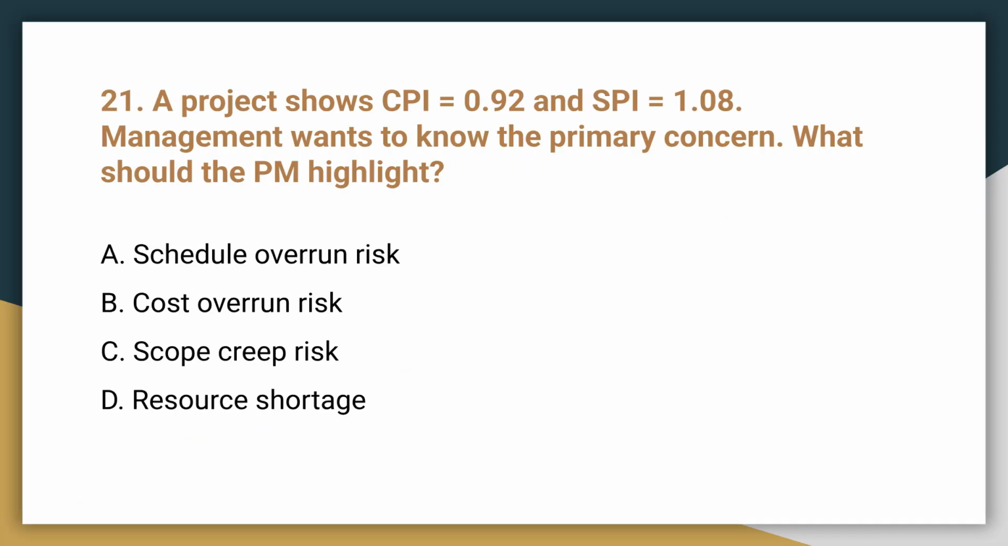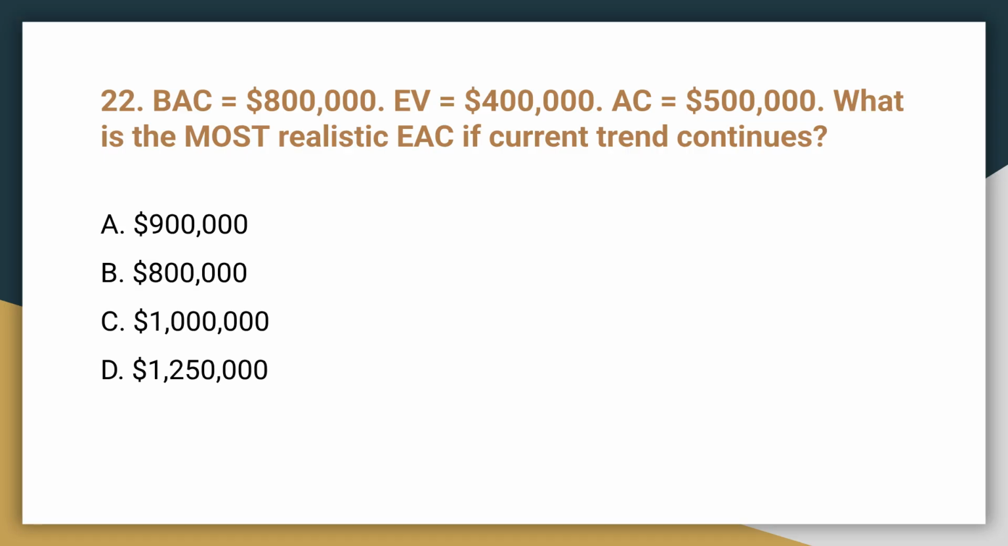Question 21. A project shows a CPI of 0.92 and an SPI of 1.08. Management wants to know the primary concern. What should the project manager highlight? The correct answer is B, cost overrun risk. Since CPI is less than 1, the project is running inefficiently regarding cost, which is the primary concern, despite being ahead of schedule.